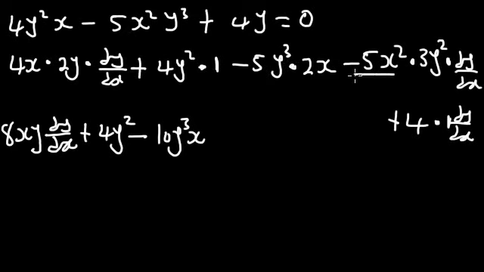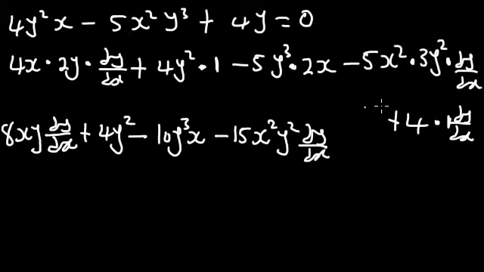Now minus 5x squared times 3y squared gives us minus 15x squared y squared. Don't forget the dy/dx. Now we have 4 times dy/dx, plus 4 dy/dx equals 0. Now the goal is to isolate dy/dx.